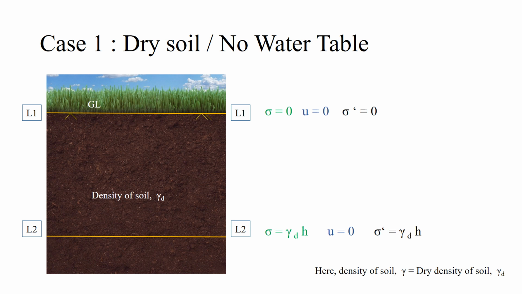Now let's consider two levels, L1 and L2. L1 is at ground level and L2 level is at a depth h from the ground level. At L1, since there is no soil or water above it, the total stress, the pore water pressure, and the effective stress is obtained as 0. Now at level 2, that is L2, the total stress is obtained as gamma d into h, and pore water pressure U will be obtained as 0 since there is no water above it. Therefore, the effective stress will be gamma d into h.